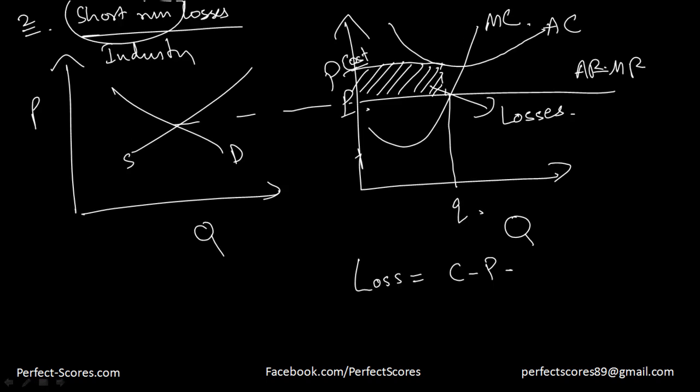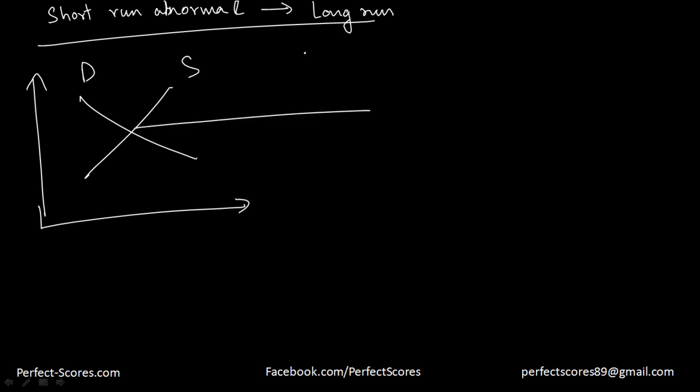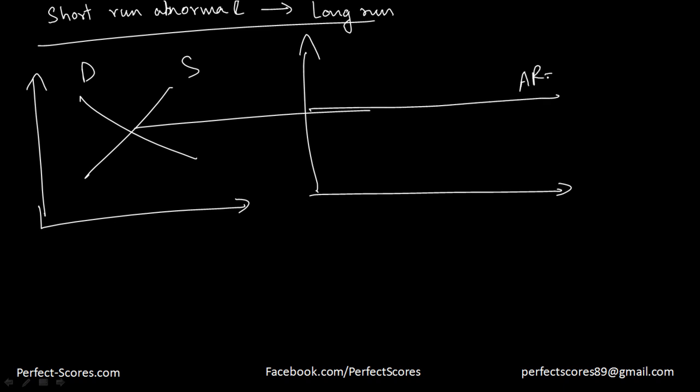Well, let's talk about what happens in the long run, right? So what happens when you get short-run abnormal profits? And how does this transform into the long run? Well, let's draw the same scenario over again. Now what happens is, you have the demand, you have the supply, and this is the price at which the firm is actually selling. So the average revenue is equal to the marginal revenue. And the firm, this is the marginal cost and this is the average cost.